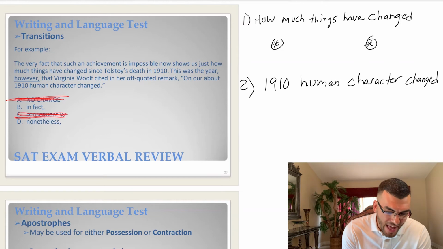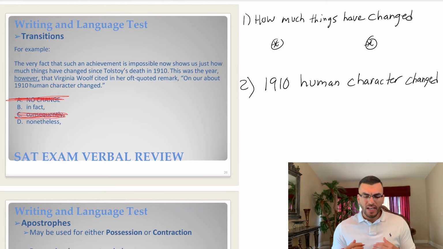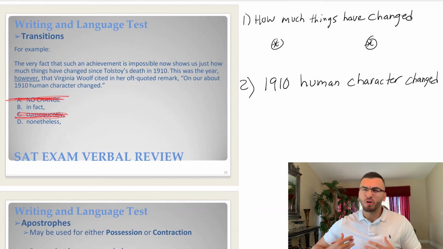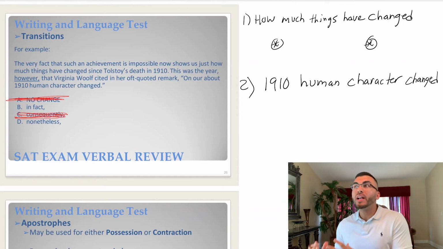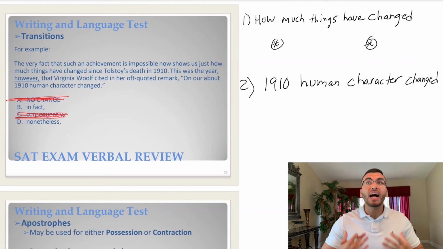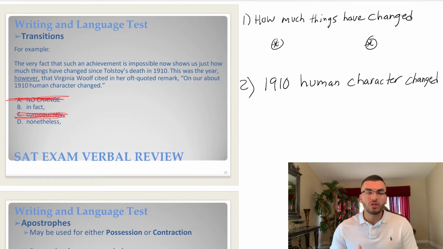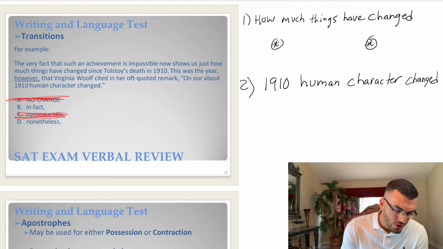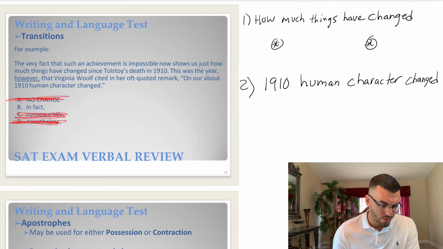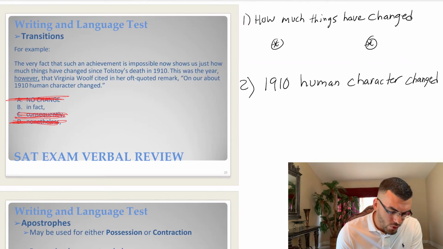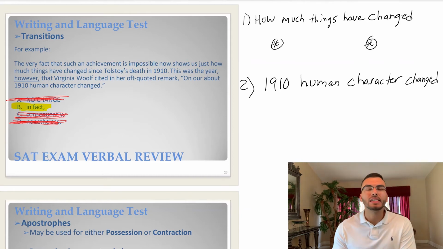Consequently is like saying as a result. So in 1910, human character change is not a result of how much things have changed. Those are both the same thing almost. One did not result from another, consequently, as a result. Nonetheless is also a change of direction as well. He didn't study. Nonetheless, he still got a good grade on the test. So A, C, and D are all examples of change direction. And choice B is the only one that's the same direction.